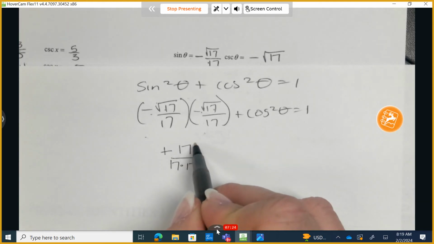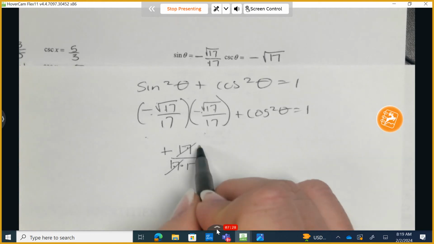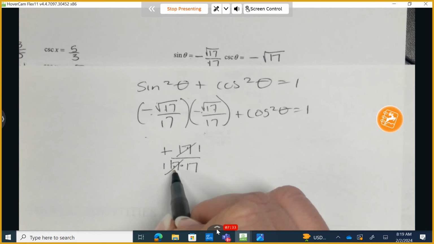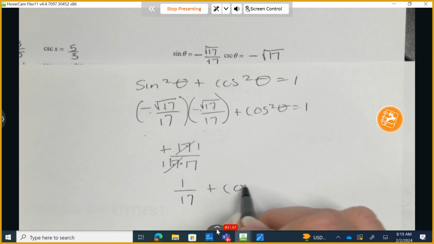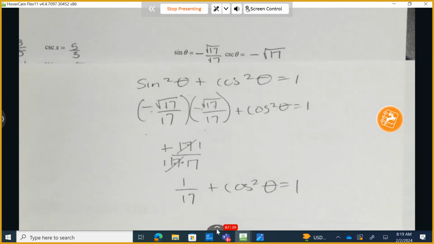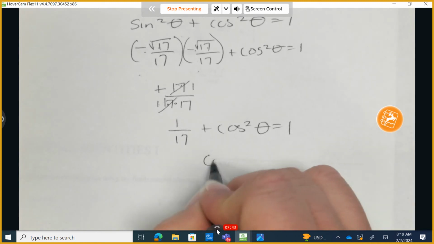Oftentimes we use the term cancel out. What we need to recognize is that when these reduce, they reduce down to 1. 17 divided by 17 is 1. So I'm left with 1 over 17 plus the cosine squared theta equals 1. This is positive, so when I move it to the opposite side, I'm going to subtract.